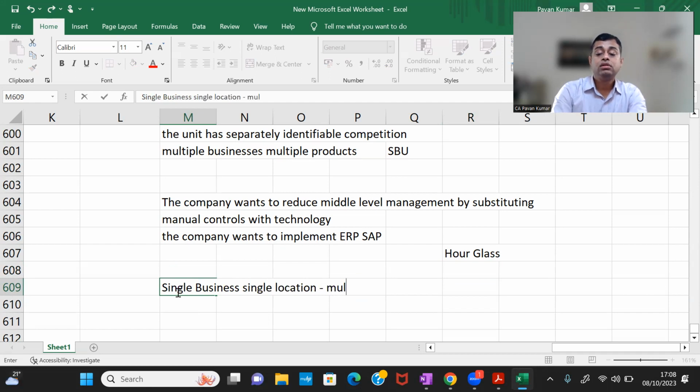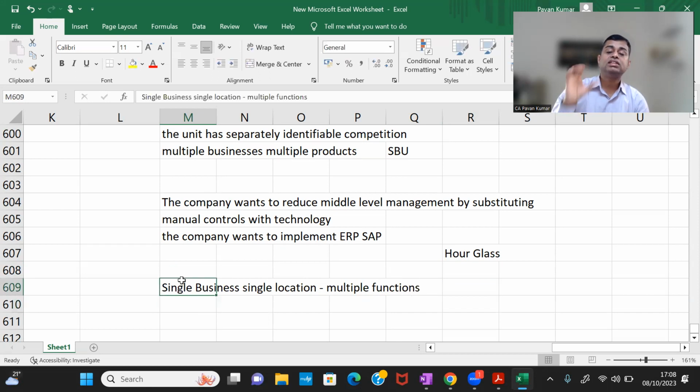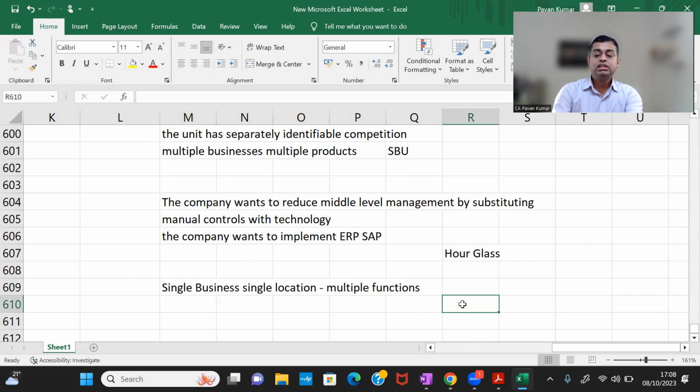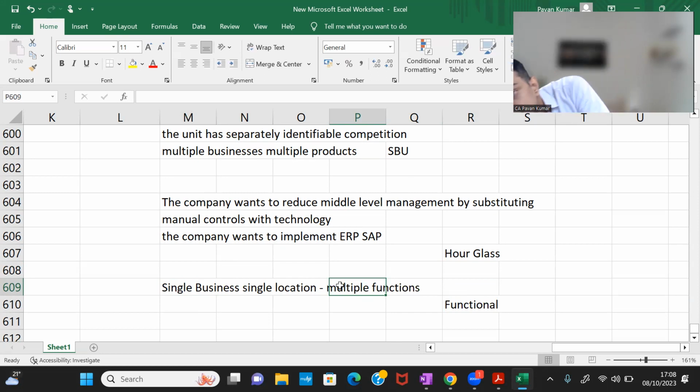Single location, multiple functions. If these are the words used, then they are speaking about what? Functional structure. That's all, ladies and gentlemen. So when you are reading the question, you should understand, looking at the words used, what model you need to implement.